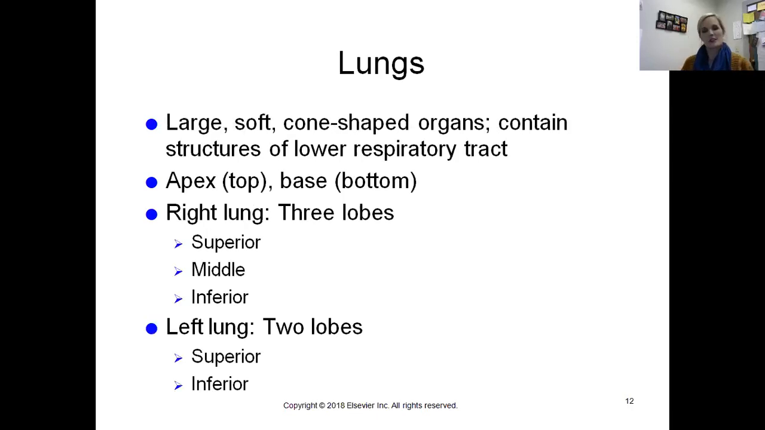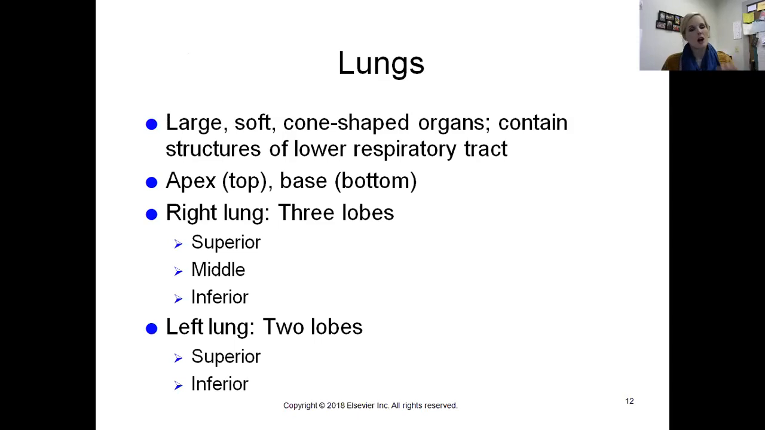The lungs are large, soft, cone-shaped organs. They contain the structures of the lower respiratory tract. So again, we saw in that picture, you can see a picture of lungs on page 409. But again, they contain those organs, so our bronchi and our bronchioles and alveoli.